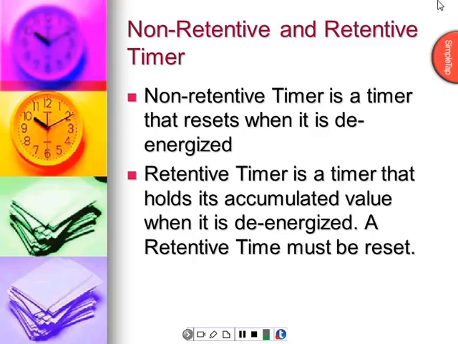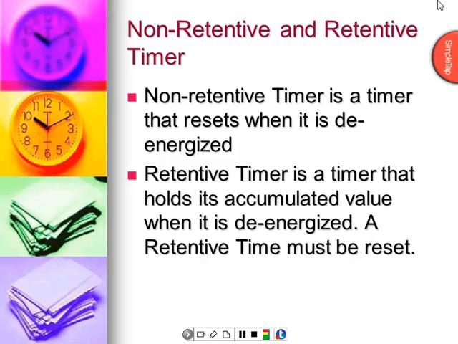Y'all okay? Understand that. A retentive timer holds the accumulator value when it's de-energized. So I could flip that switch and de-energize it, and if it's at 29 minutes, it's going to start back at 29 minutes.